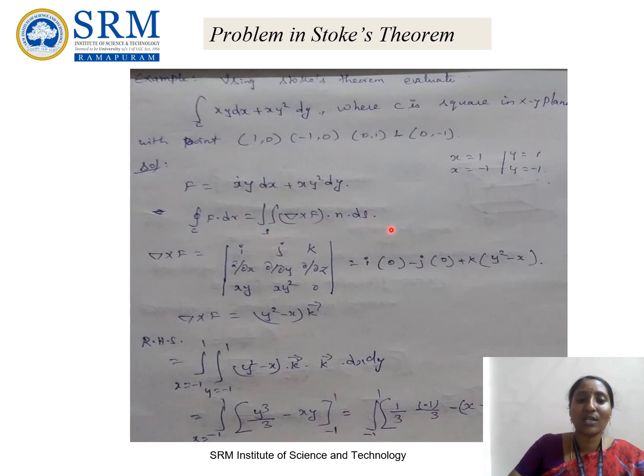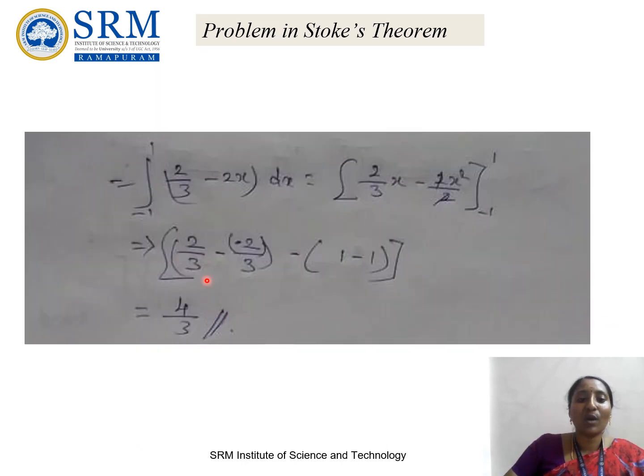So we take the RHS. Before that, del cross F, we have to calculate, and the value is y square minus x. By simply calculating this over the surface, because it is only one surface, dx dy, we simply integrate the term, and the value is 4 by 3. This is the answer for this problem.